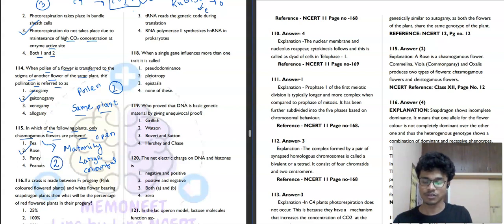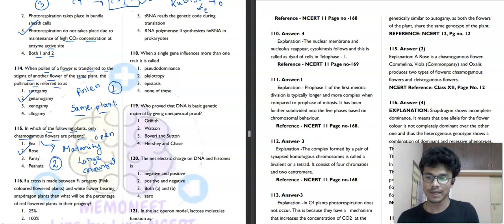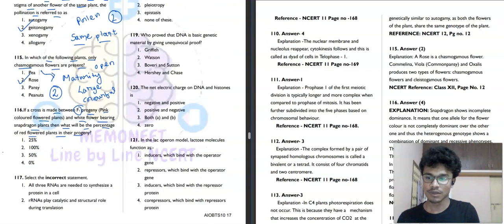Now moving towards the next question, 100. It is saying that if a cross is made between F1 progeny pink-colored flowered plants and white flower-bearing snapdragon plants, what will be the percentage of red flowered plants in their progeny? Options given are 25%, 100%, 50% and 0%. After reading the question, you can notice that one specific plant is given, that is the snapdragon plant. And we know that this case of snapdragon plant shows incomplete dominance.